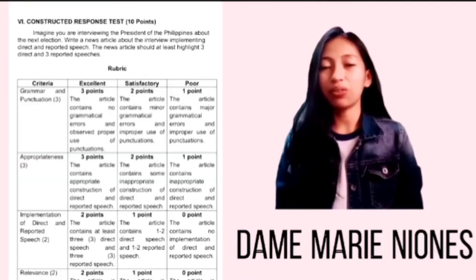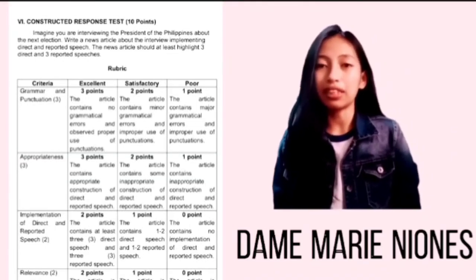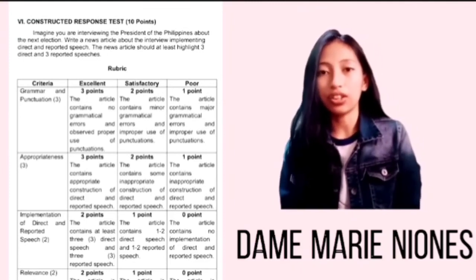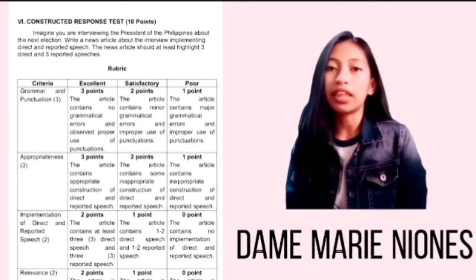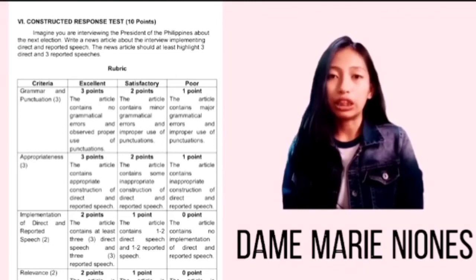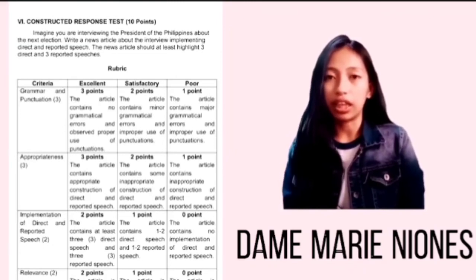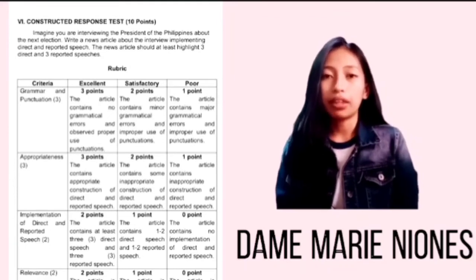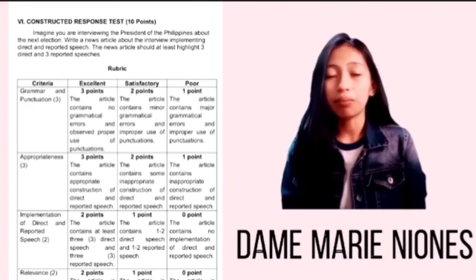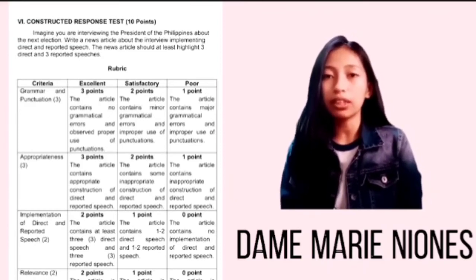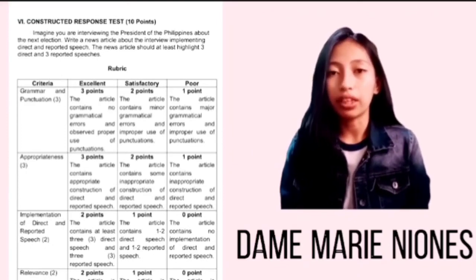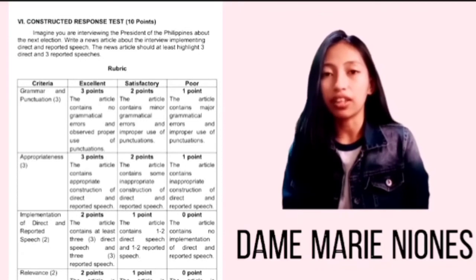So we have here the last one, which is the constructive response test that covers 40 to 50 items. This test is under the creating level that meets the psychomotor domains of our language objectives. For it requires the students to write a news article about an interview implementing the direct and reported speeches. And the students must highlight at least 3 reported speeches and direct speeches, provided with a rubric so students will be guided in writing their news article.